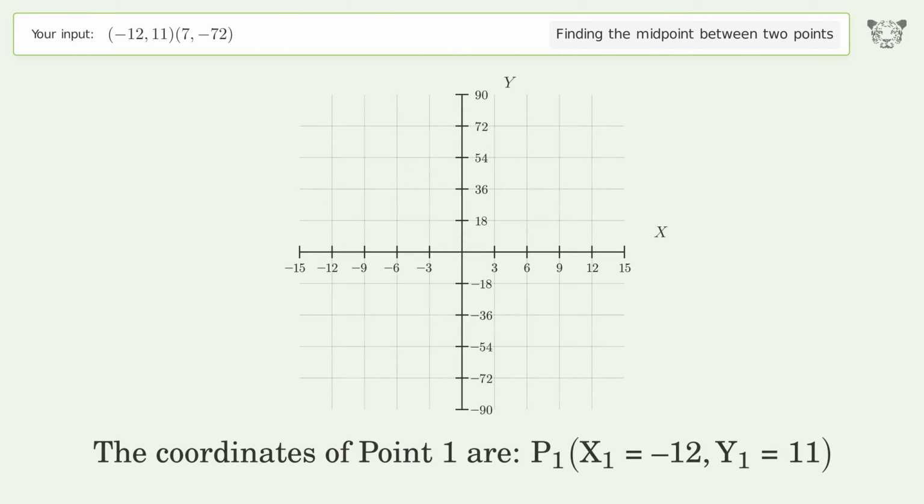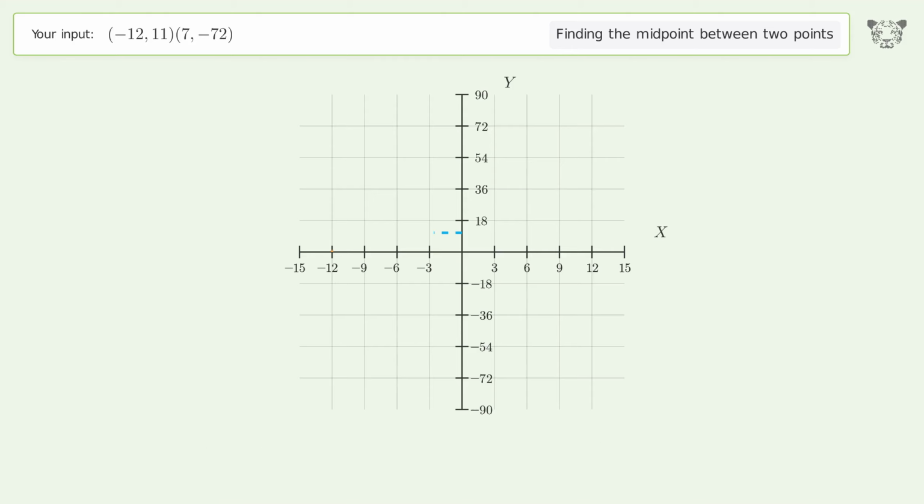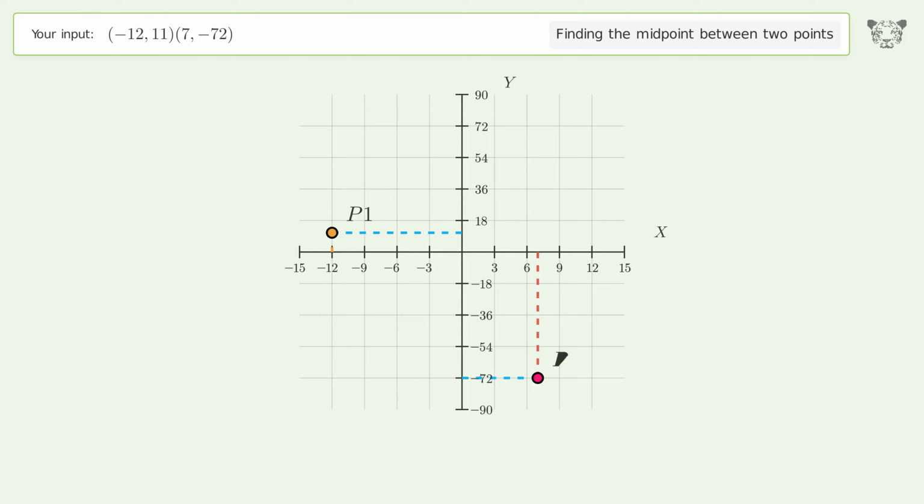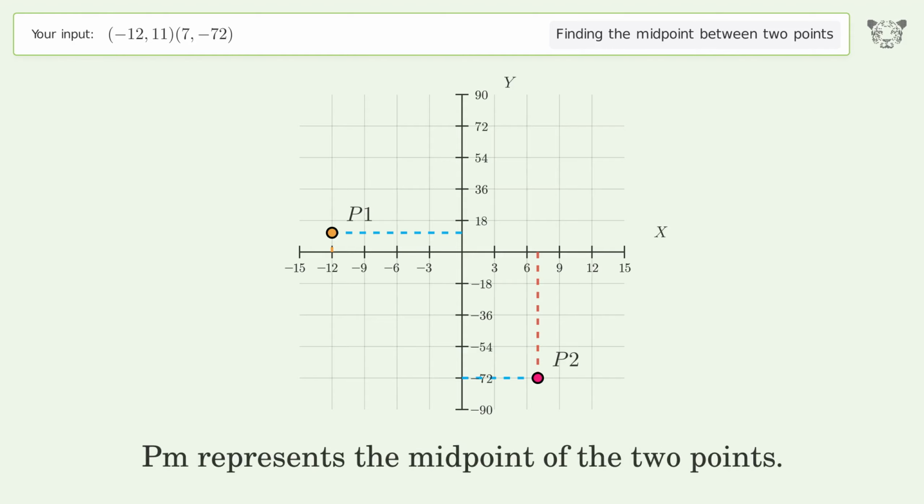The coordinates of point 1 are, x1 equals -12, y1 equals 11. The coordinates of point 2 are, x2 equals 7, y2 equals -72. PM represents the midpoint of the 2 points.